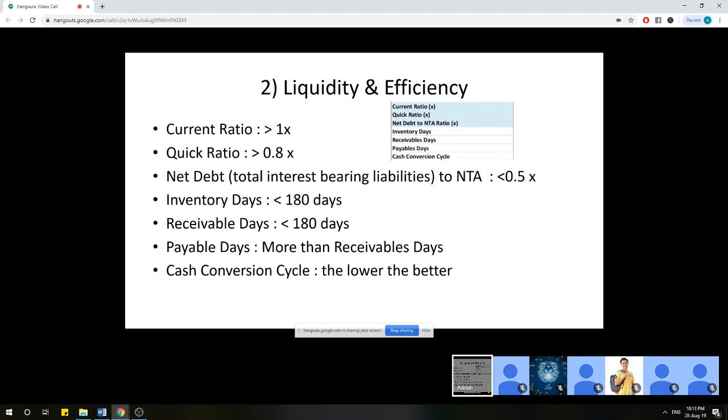Other than this, I think you also have to judge the level of inventory, because inventory includes raw material, work in progress and finished goods. You have to see which one is higher among these three inventory levels.